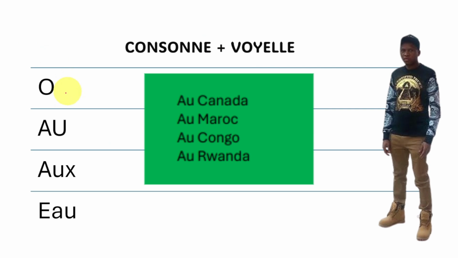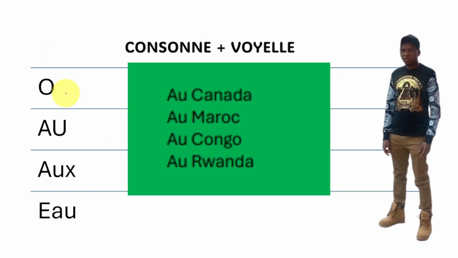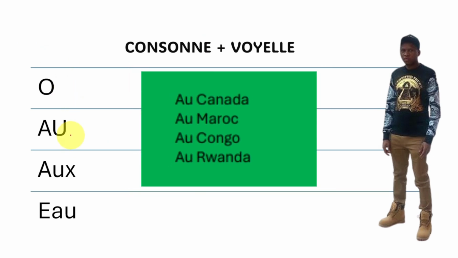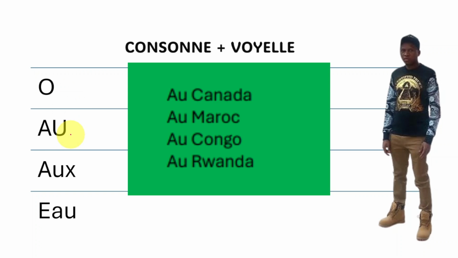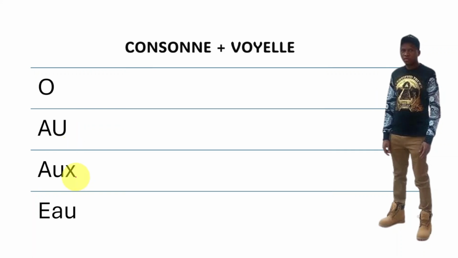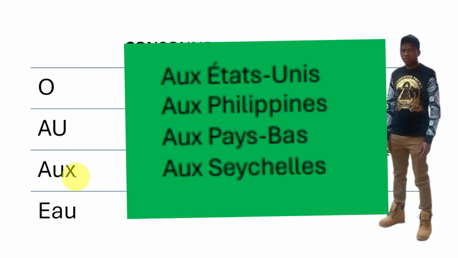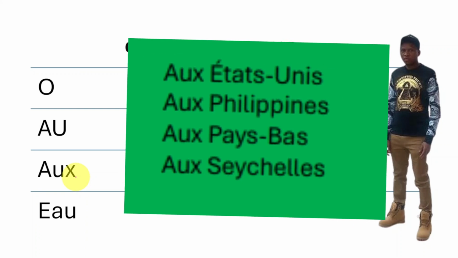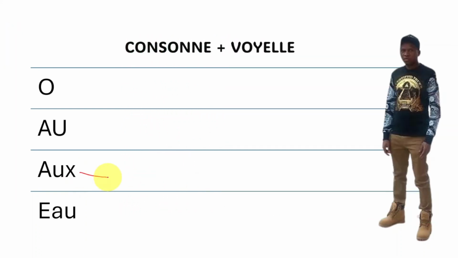We come here. This one, O, Canada, O Maroc, O Congo, okay? O Rwanda, aux États-Unis, aux Philippines, aux Pays-Bas, aux Seychelles, okay? But we don't use this for Japan. If you say au Japon, no. This one, au Japon, we use it for the male. I mean, for the plural form.